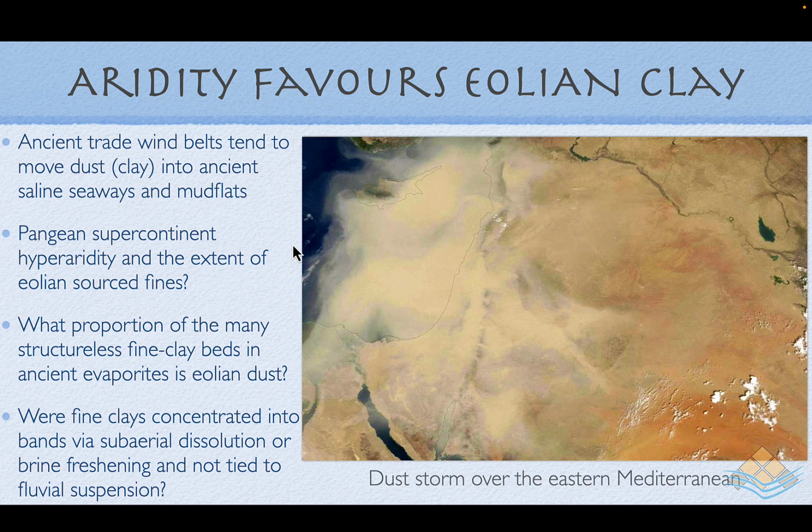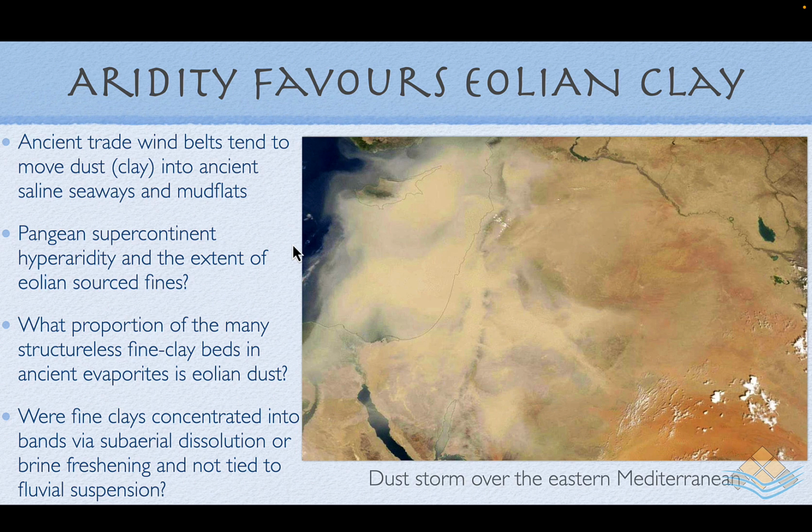Aridity favours aeolian clay transport. Ancient trade wind belts tended to move dust into ancient saline seaways and mudflats. And we'll come back to this discussion when we look at Pangaea in our discussion of ancient evaporites. But in that very hyper-arid central part of the Pangaean supercontinent, which extended all the way across the equator, we had a range of aeolian source fines being deposited in the playas and in the alluvial fan systems.